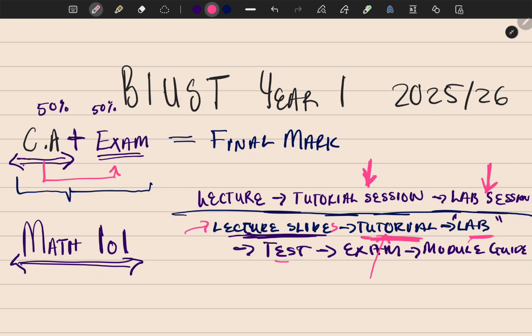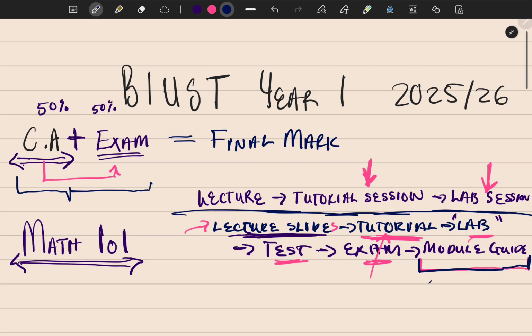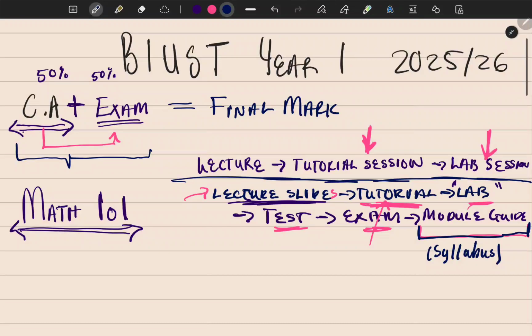Then now you have tests and exams. Now, what about this thing called the module guide? Remember, exam, you only write it after your reading week. So it's far, far, far from now. Don't think about it right now, okay? Module guide is going to be where you are going to be seeing all the topics you are doing for that particular module. It's the syllabus, okay? So what you called syllabus in high school now is going to be called the module guide. So this is what we have and you are done.